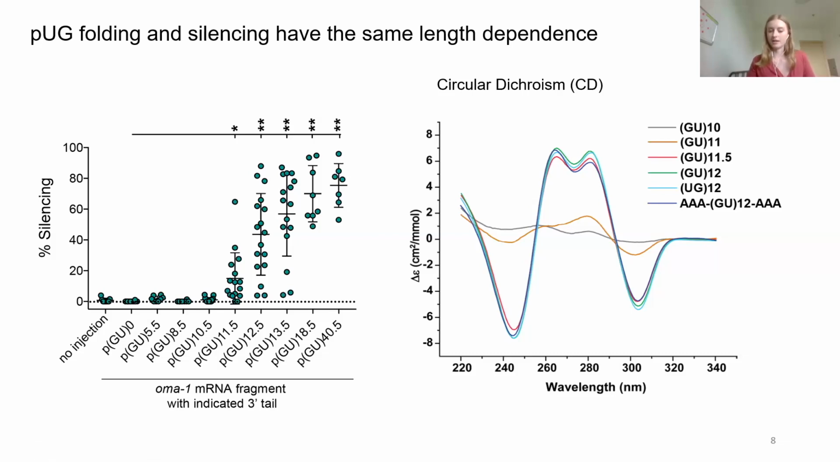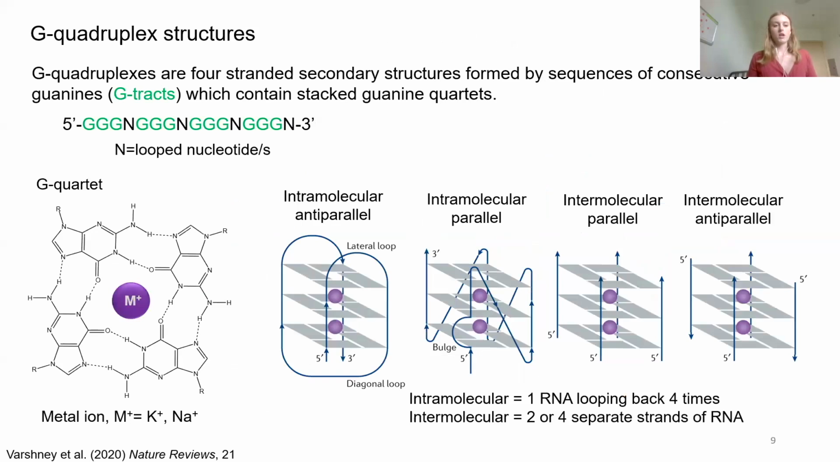And the first kind of hint that appeared to us was actually in the CD signature itself. We look here at this negative 240 peak, and that often indicates parallel quadruplexes. So what are quadruplexes, first and foremost? Quadruplexes, or G quadruplexes, as they're typically called, are these four-stranded secondary structures formed by consecutive guanines, or G tracks.